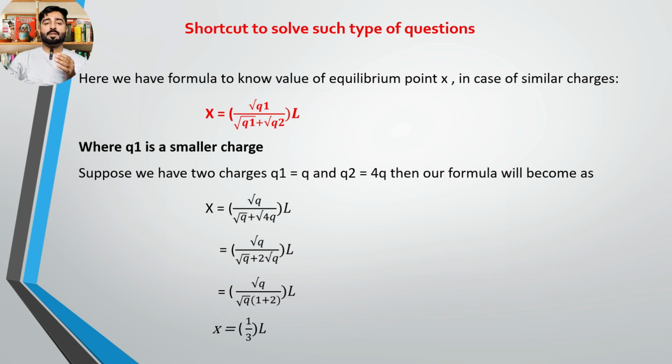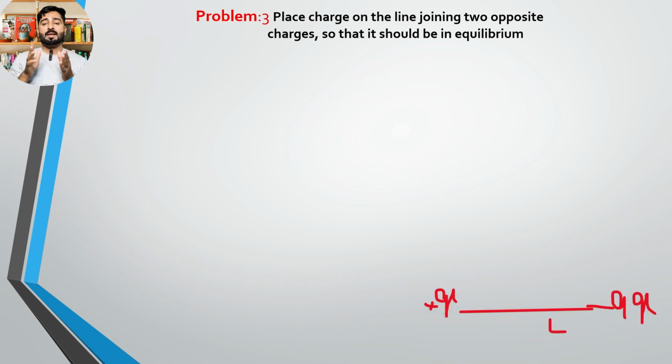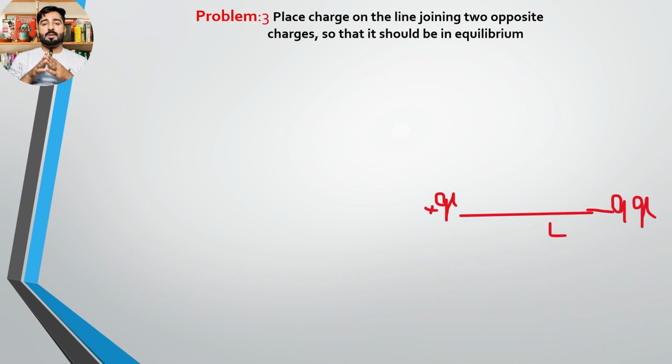Similarly, we have another problem. Place a charge on the line joining two opposite charges so that it is in equilibrium. Consider we have two charges. One is a smaller charge plus q and the other is an opposite but bigger charge minus 9q, separated by a distance L as shown in the figure. Again, we have two possibilities to solve this problem. Let's move towards the first one.